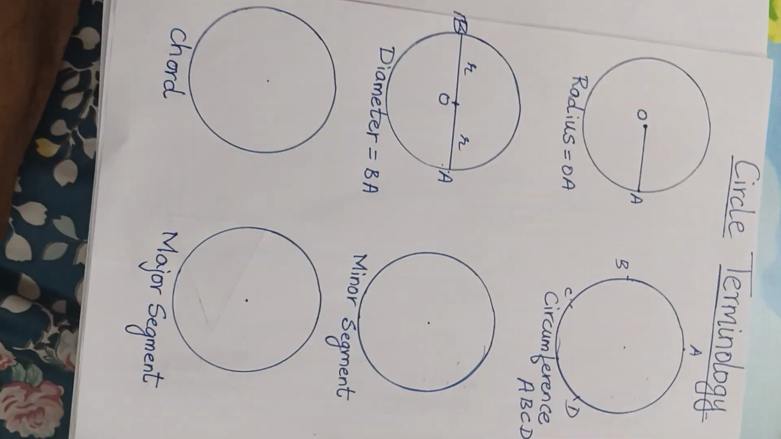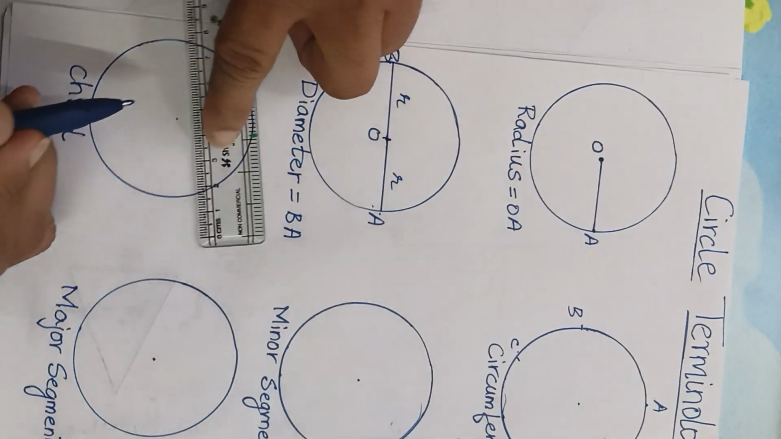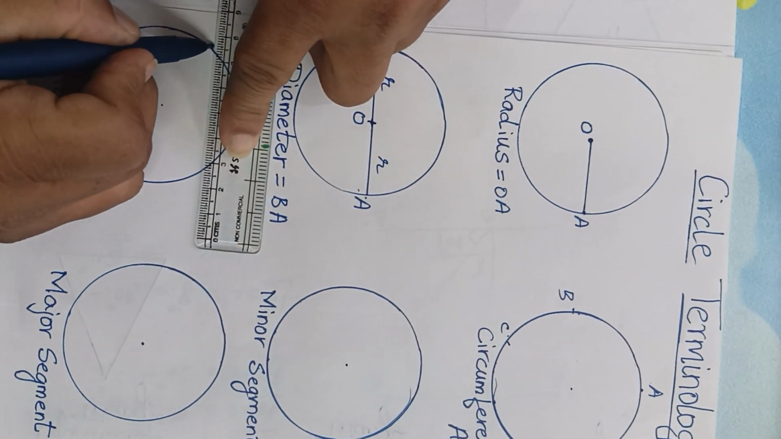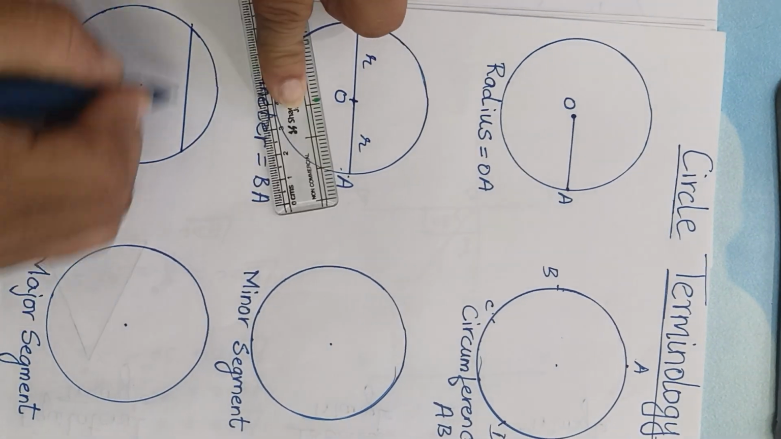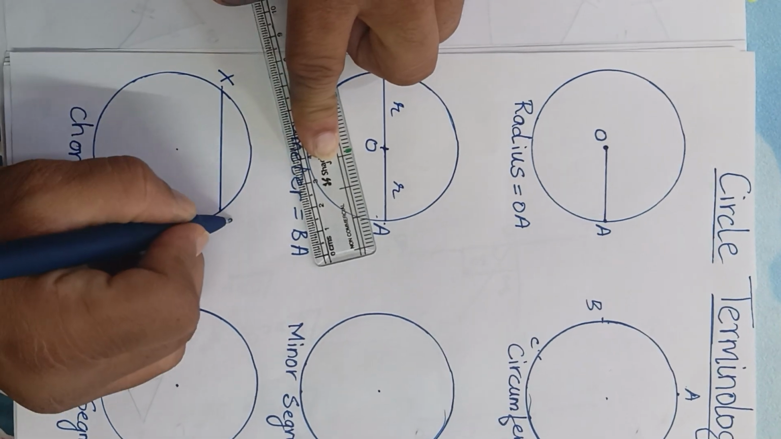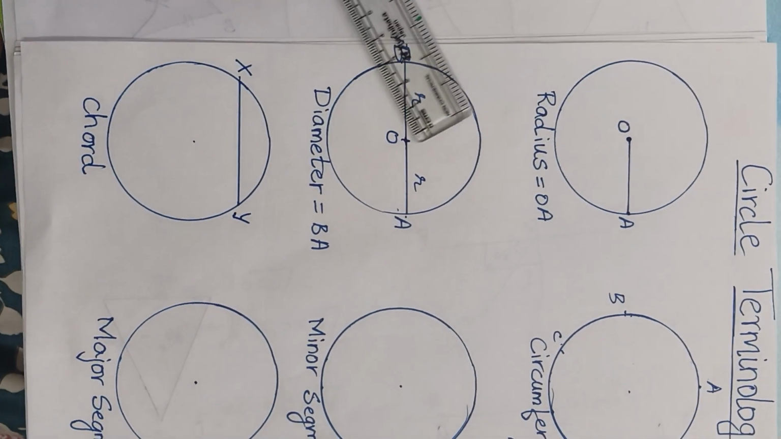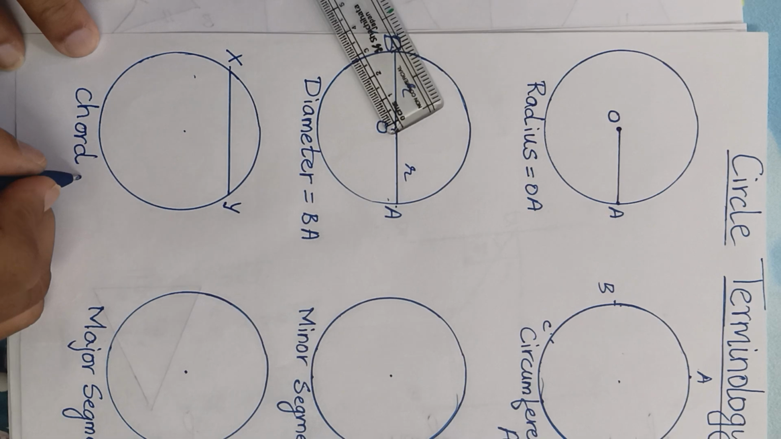Let's understand what a chord is. I'll draw one line touching 2 points on the circumference of a circle. I'll name these points X and Y. So XY is a chord.